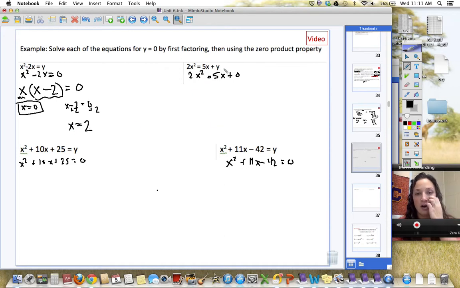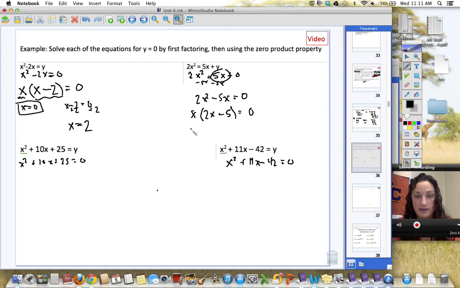So this one, I want to move this because it would be equal to 0 if I didn't have this plus 5. So I'm going to minus 5x. So then I'm going to get 2x squared minus 5x equals that 0. They both have an x in it, so I'm going to pull out an x. This is leaving me with a 2x, and this is leaving me with a minus 5.